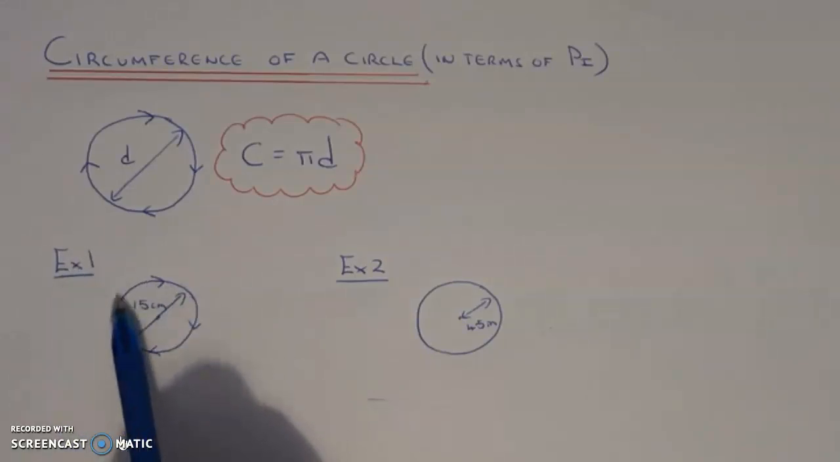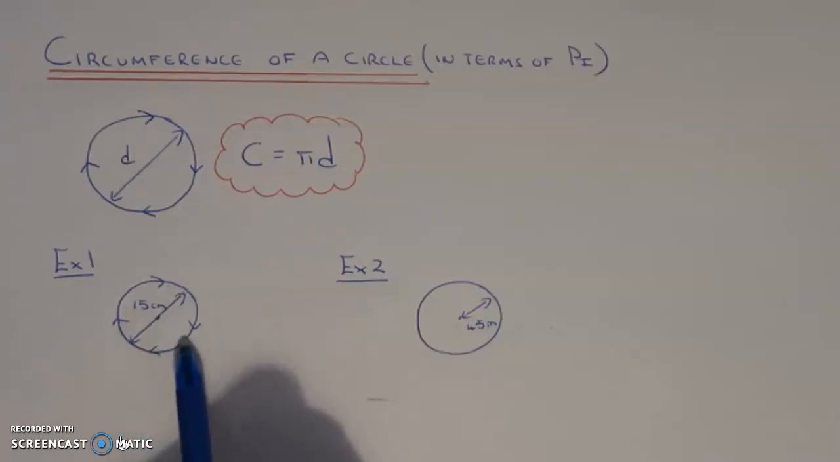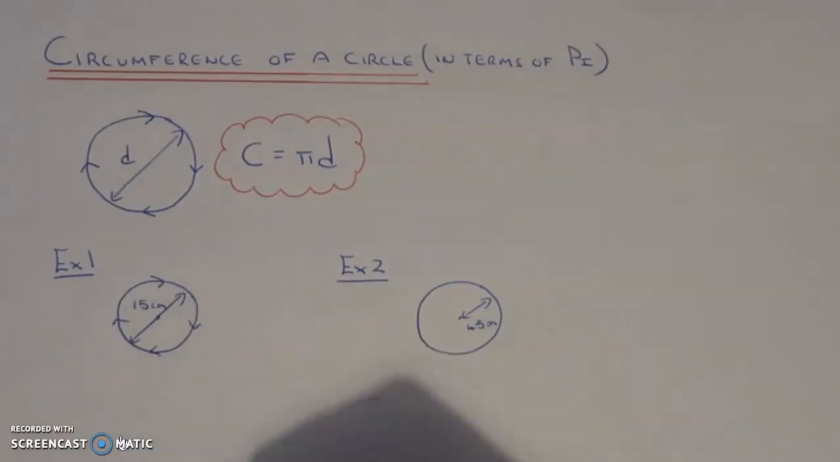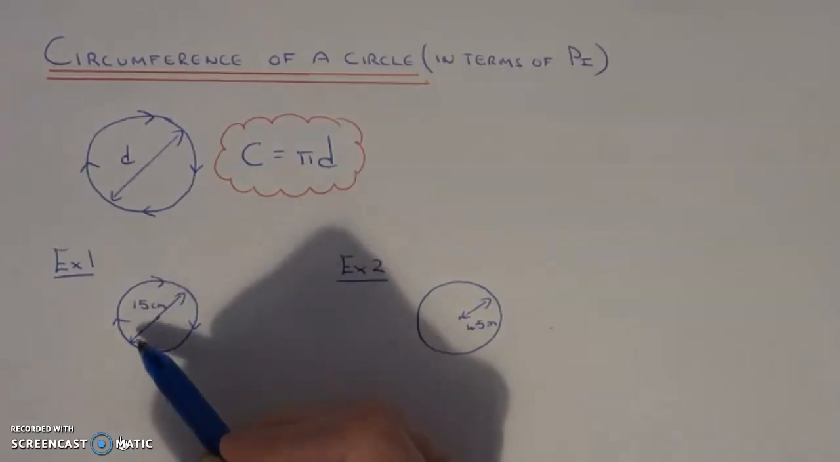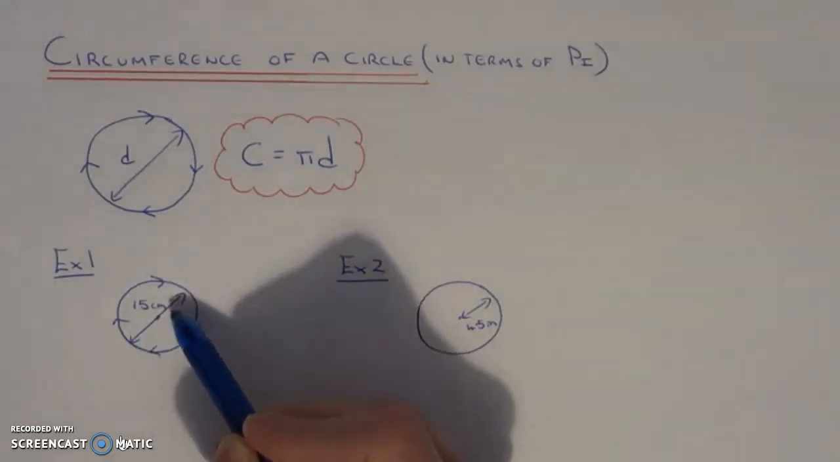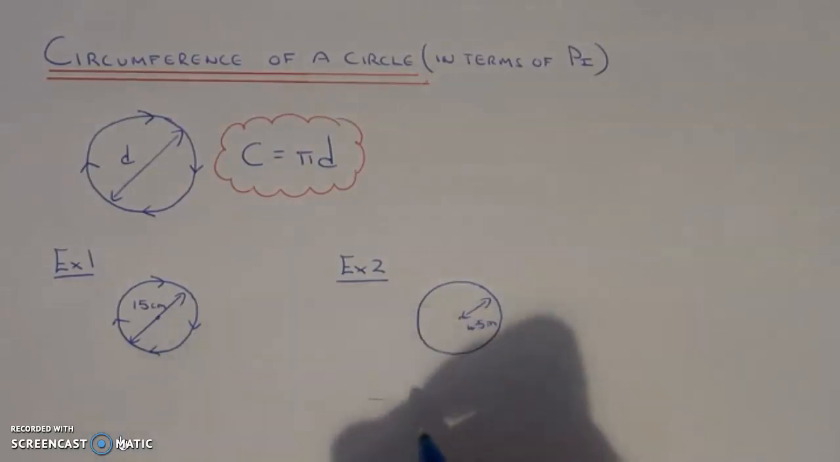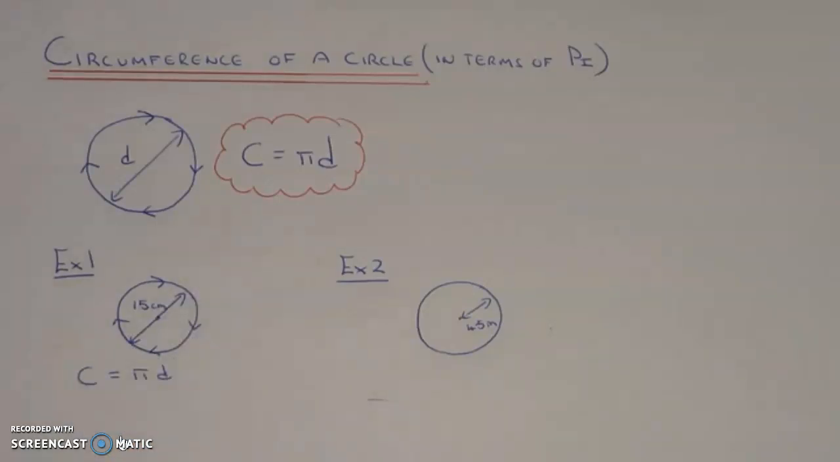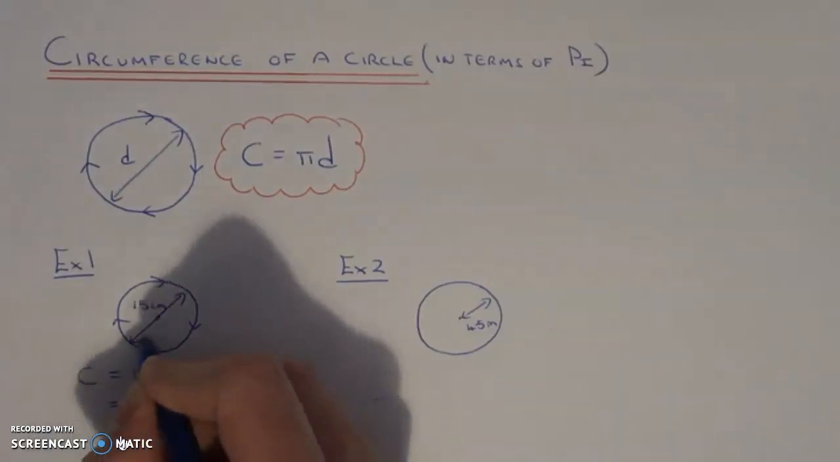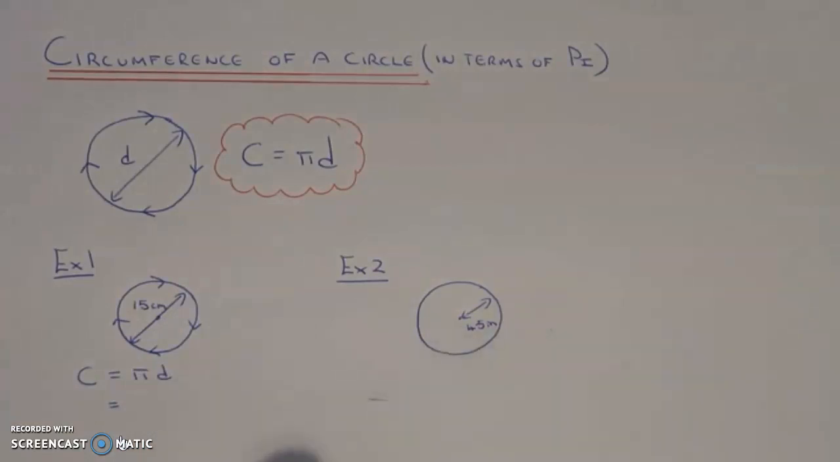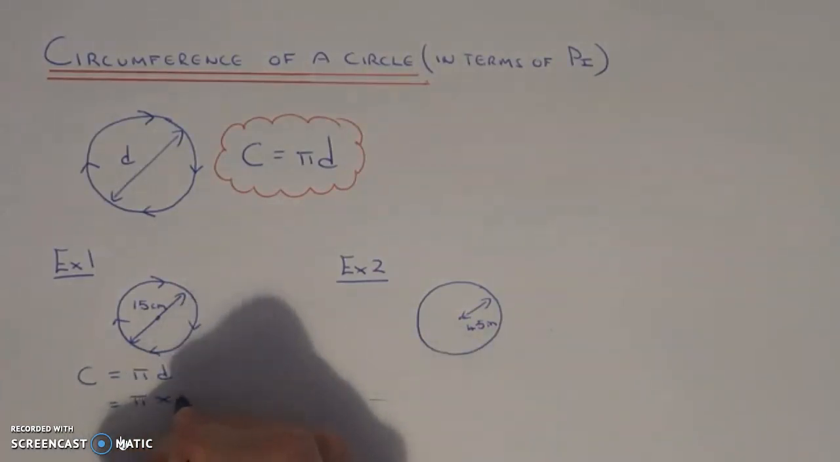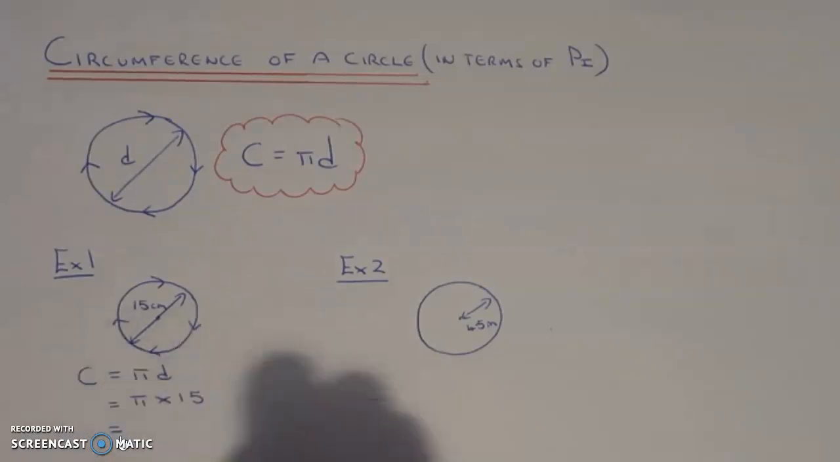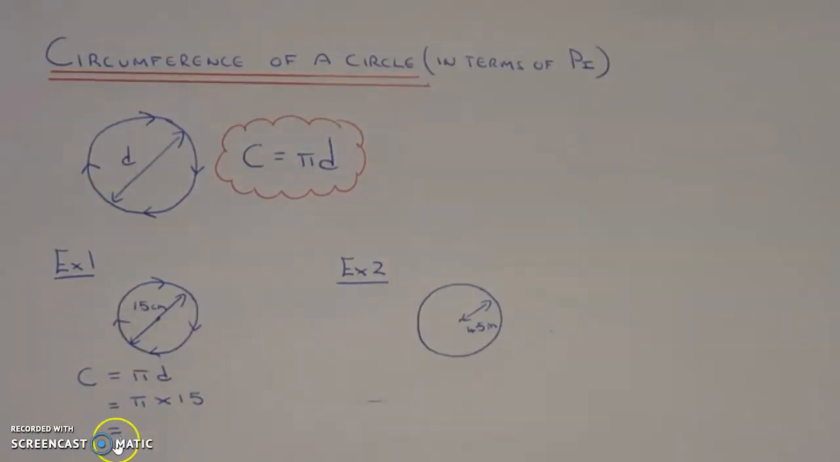Example 1, we're given the diameter of 15 centimeters. So the distance across the entire circle is 15 centimeters. So I'm going to start by writing the equation C equals pi times diameter. We know again that the diameter is 15 centimeters, so that will be pi times 15. So our circumference will be equal to 15 pi.